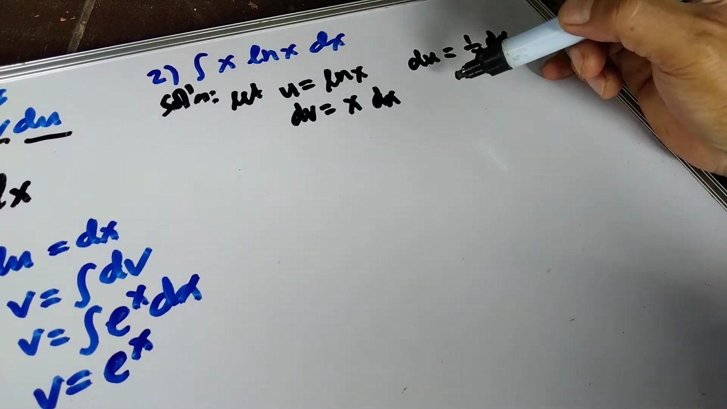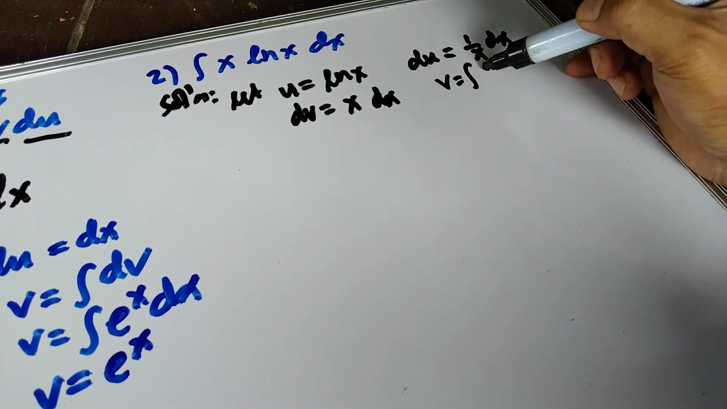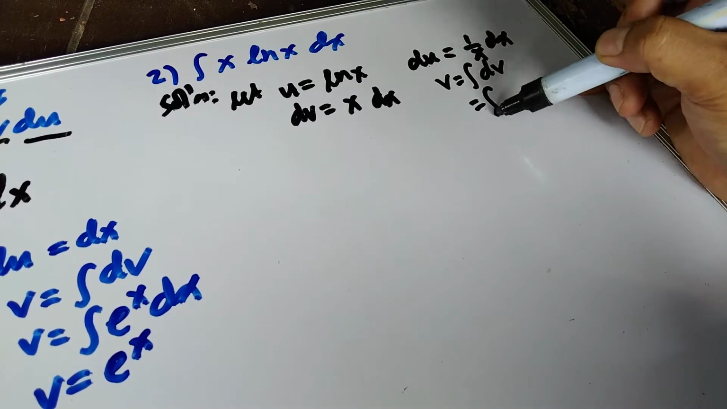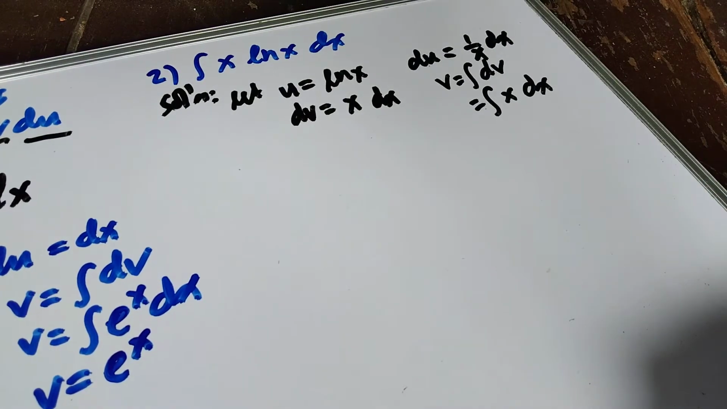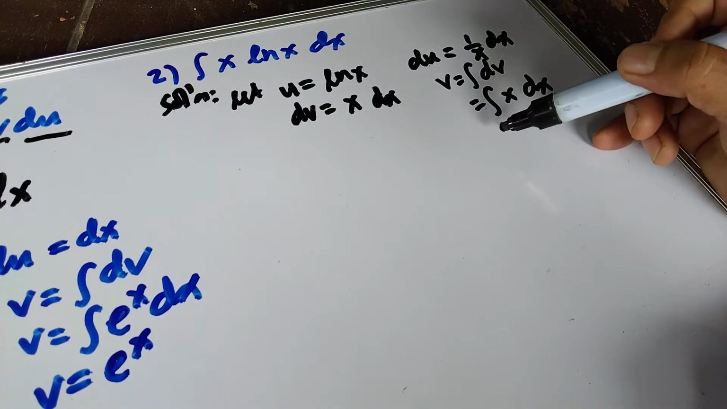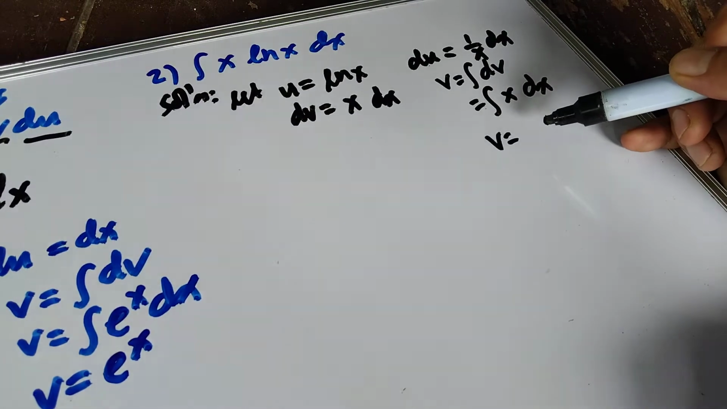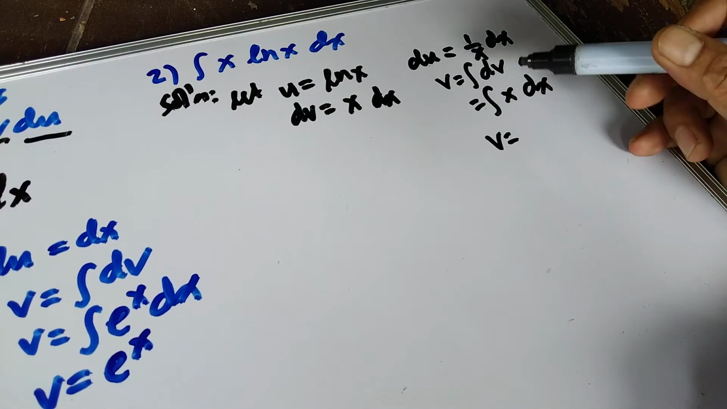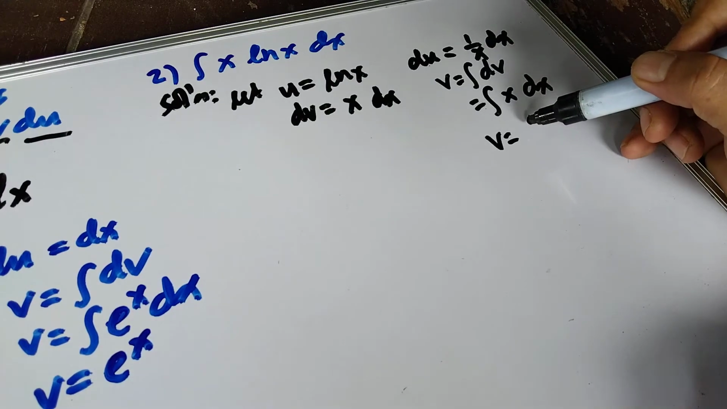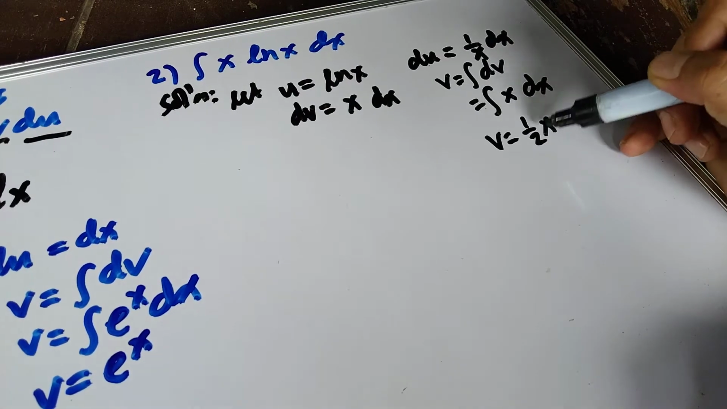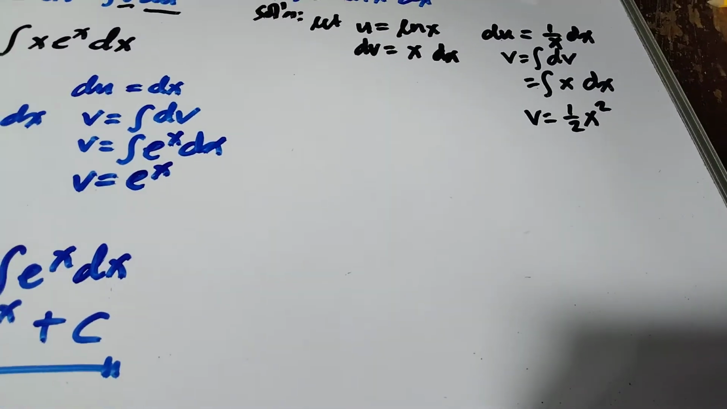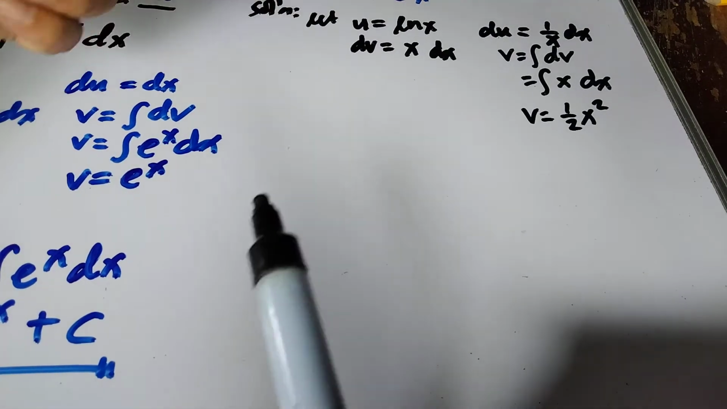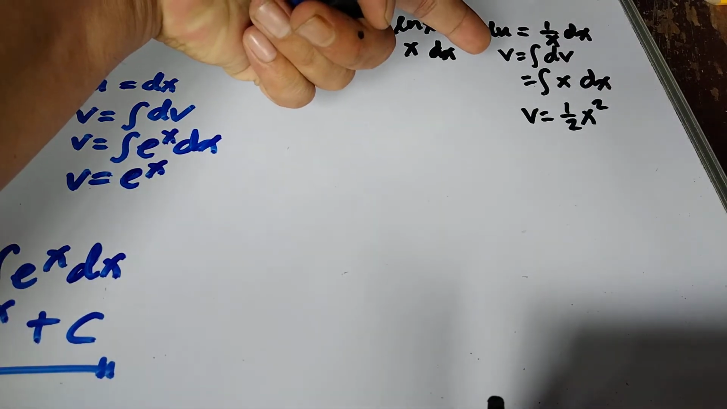Now for dv, v is simply the integral of dv. So, what is the integral of dv? What is dv? The integral of x dx. What is the integral of x dx? V is simply equivalent to, add 1, so that is 1/2 x squared. Okay? So, we have u, we have dv, we have du, and we have v.